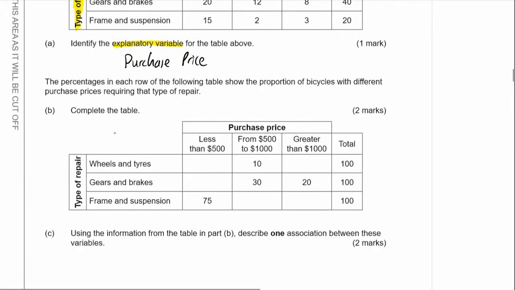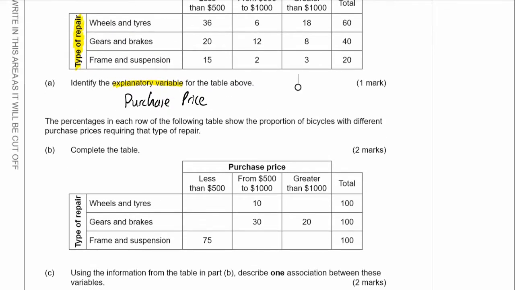So it says the percentages in each row of the following table show the proportion of bicycles with different purchase prices requiring the type of repair. So we're doing row percentages, and if we're doing row percentages, they should all add up to 100. The columns will not add up to 100, so don't use that either.